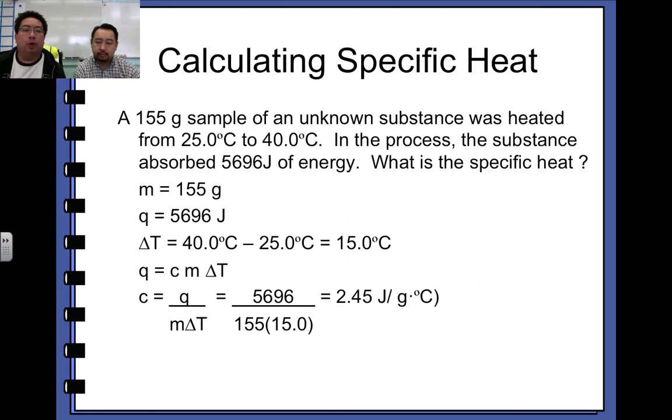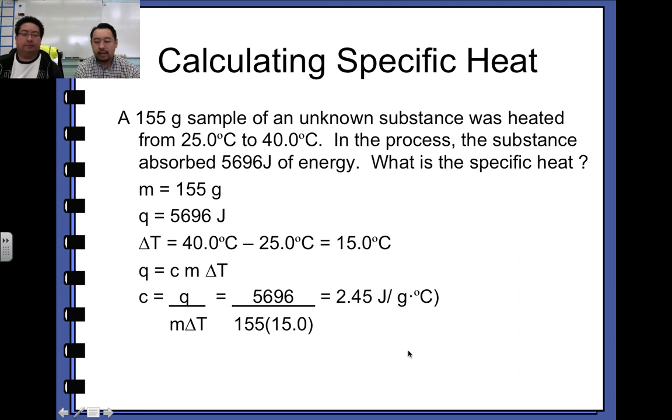And then what if we have to calculate specific heat itself? So let's say we had a 155 gram sample of something that we didn't know what it was. We heat it from 25 to 40 degrees Celsius, and in the process we know that it absorbed 56.96 joules. So what is the specific heat? In this case, we're solving for C. So we have our mass, we have our Q, we found our delta T, so we're just going to solve for C, and we substitute and solve.